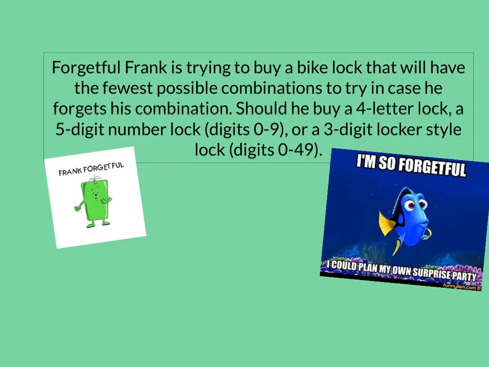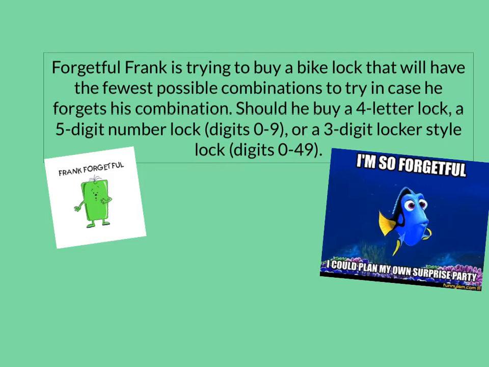Lesson 10.4 focuses on compound events and figuring out all the possible outcomes of multiple events. So here's just a little warm up for your brain. Forgetful Frank is trying to buy a bike lock that will have the fewest possible combinations to try in case he forgets his combination. Should he buy a 4-letter lock, a 5-digit number lock, digits 0 through 9, or a 3-digit locker style lock, digits 0 through 49?